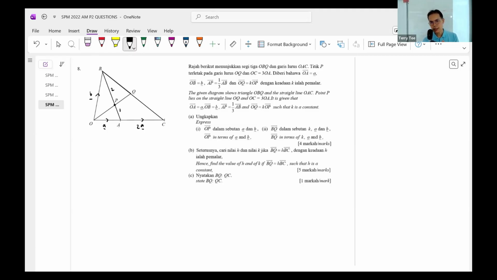Because they also give us, later you're going to find BQ. BQ is HBC. BQ is HBC. Okay, so I just join them together, looks easier to see. All right. First, you're expressing what? OP in terms of A and B.